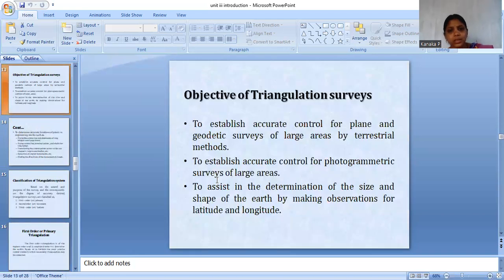So next, the objectives of triangulation surveys. It is used for geodetic surveys, plane surveys, and accurate establishment of control over large areas by terrestrial methods. It establishes accurate control for photographic surveys of large areas, and for determining the size and shape of the earth by making observations of latitude and longitude.